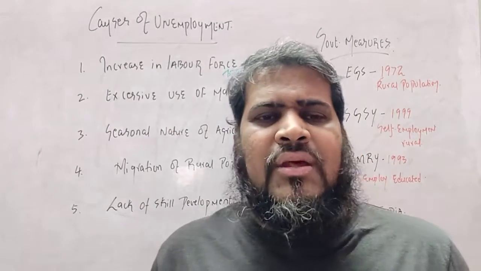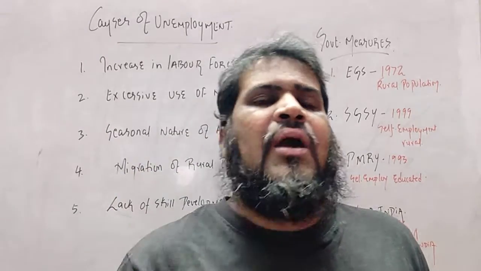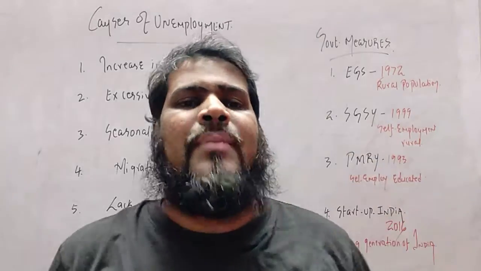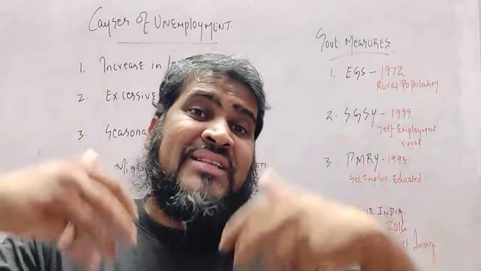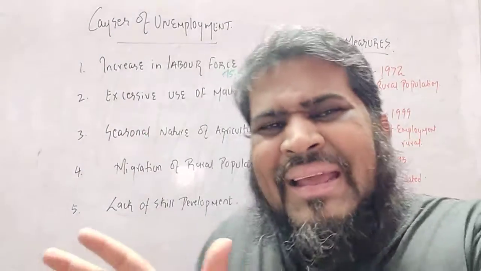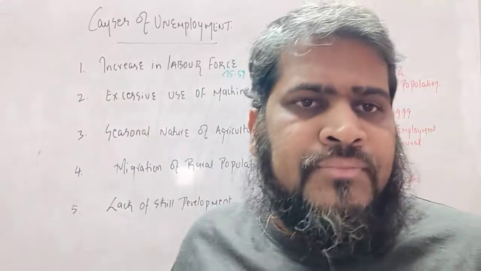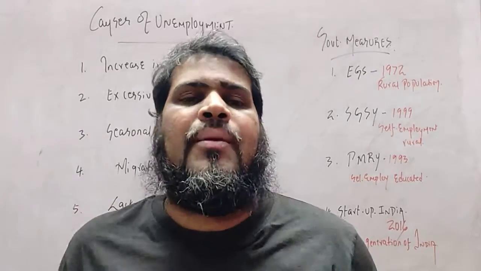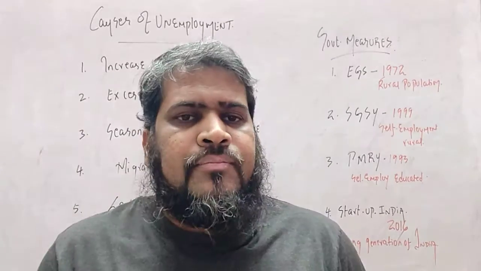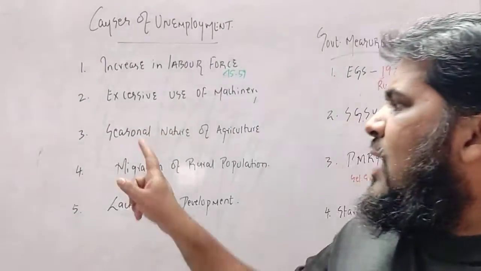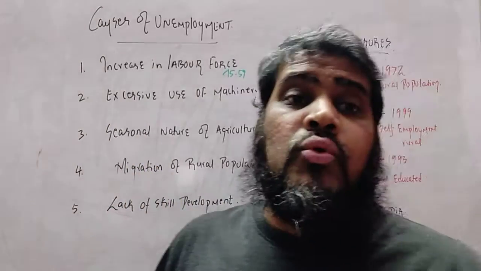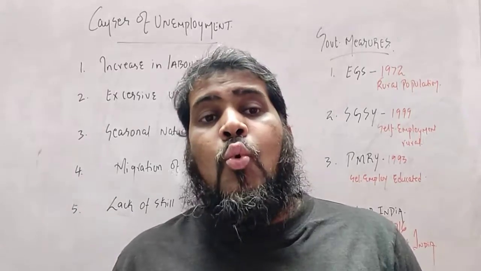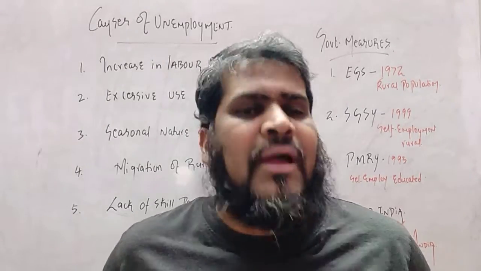Which unemployment is generated here? Seasonal unemployment. When the season of agriculture is coming, it brings employment, and when the season is gone, it takes away the employment, leading to unemployment. Hope you are listening properly. Alright, students, then you have the migration of the rural population. Rural population means the people who are staying in the village area.